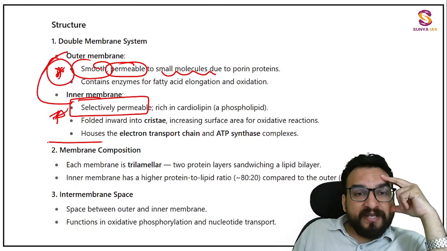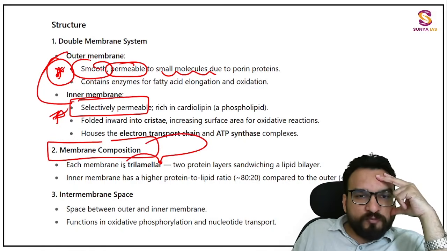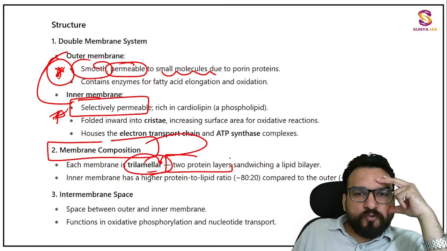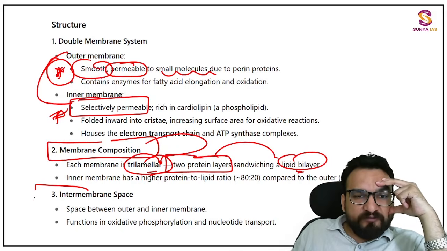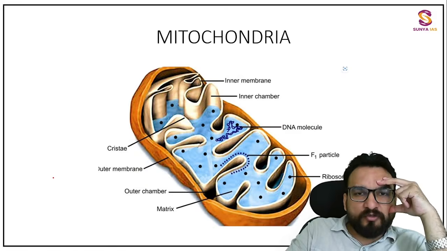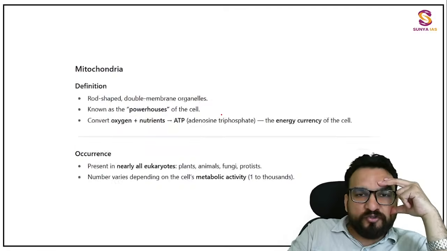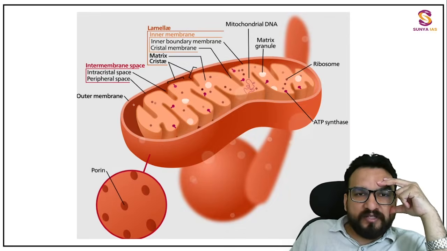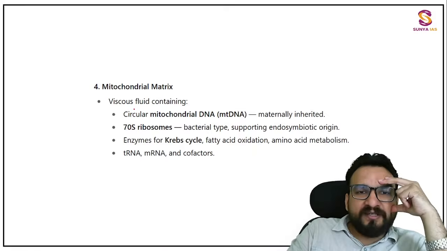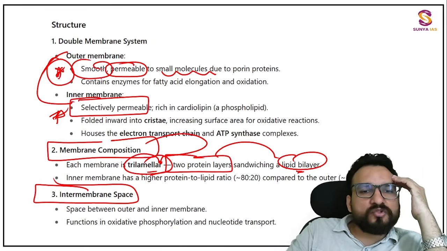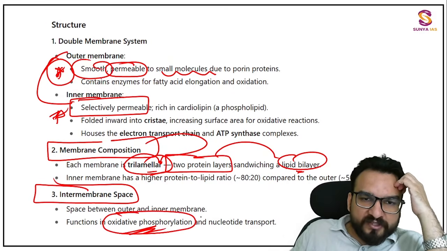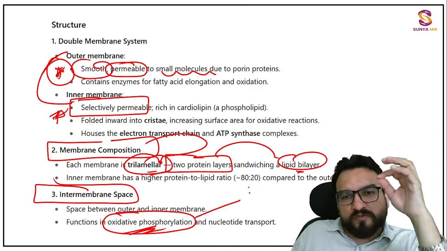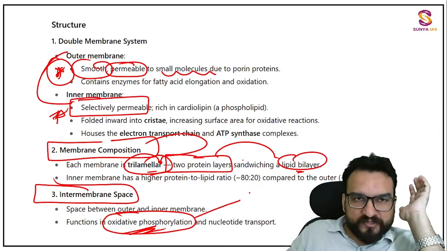Then here is the membrane composition. The membrane is formed of trilamellar layers, a protein layer sandwiching a lipid layer. Then there is the intermembrane space, which I was talking about. Let me show you another diagram of mitochondria. See, this is the intermembrane space here. I was calling it the perimitochondrial space, we also call it that. And over here, what happens? Oxidative phosphorylation. Just write it down. This whole process you will understand again in unit 4, respiration.